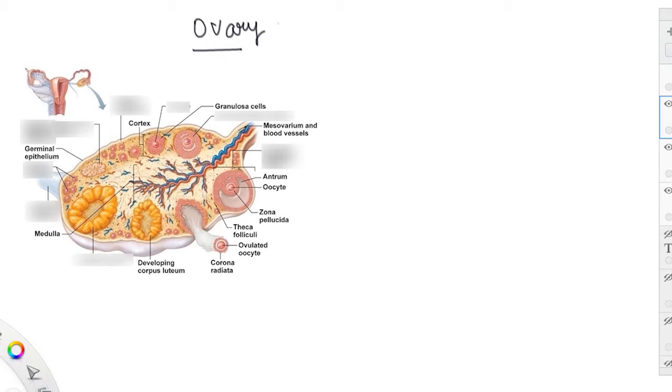So as I have already told you, it is the primary sex organ within the female. Second important thing about this ovary is it produces ova and will secrete hormones. It secretes two hormones, estrogen and progesterone. These are the two very important hormones that are secreted by the ovary.